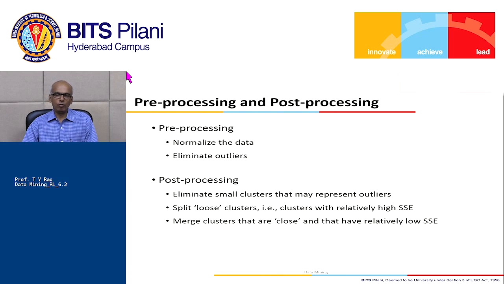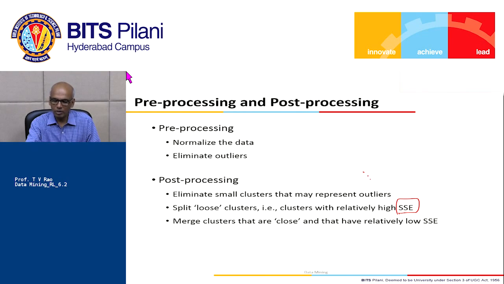The pre-processing that we can do for any cluster analysis algorithm is to do a normalization of the data. And since the K-means algorithm is susceptible to outliers, if there is an outlier present which is very distant from the other data, that is going to significantly influence the shape of the clusters that we create. So we need to eliminate the outliers, and then the post-processing is that we look at the clusters that we have created and identify some which are loose clusters which have a very high squared error, and then we look at some small clusters which may be getting created because of the existence of the outliers.